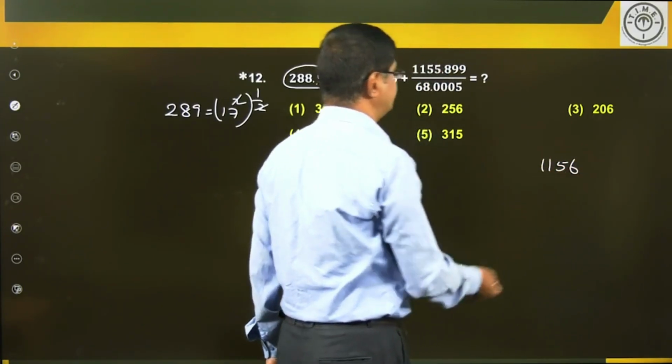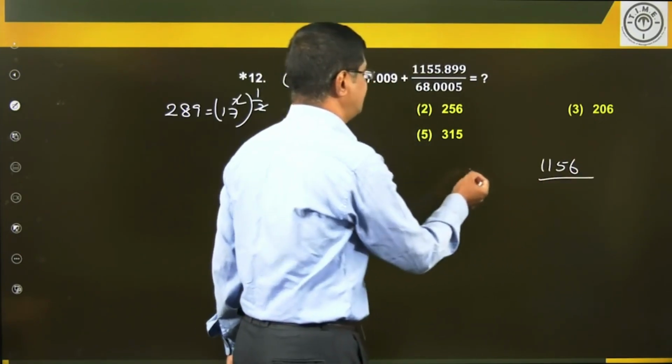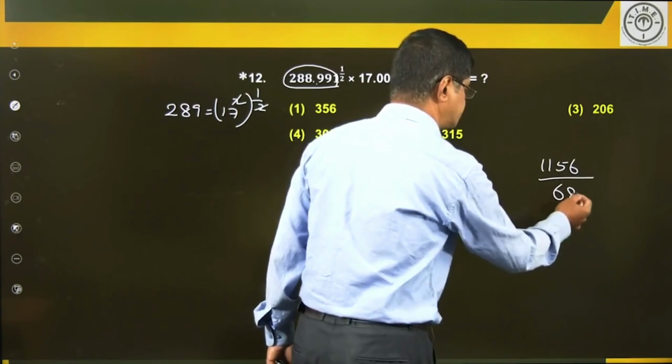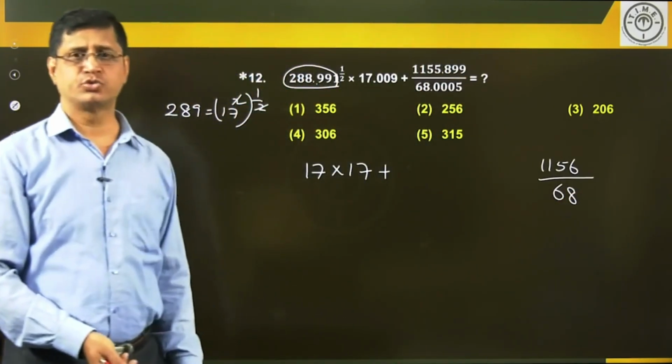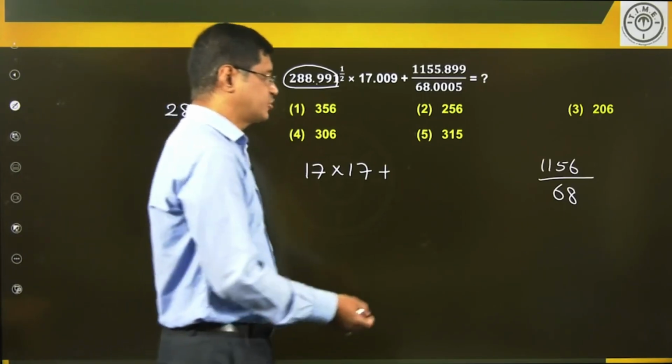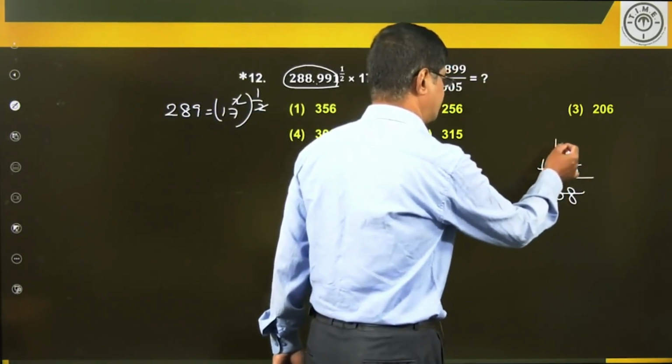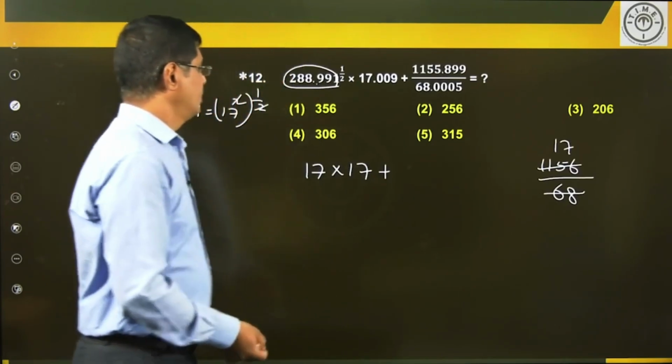115.899, that is a 56. By what is the next year? 68. Yes, my dear student, just simplify this. What does the cancellation mean? Here it was 17 times. Then what is the result?